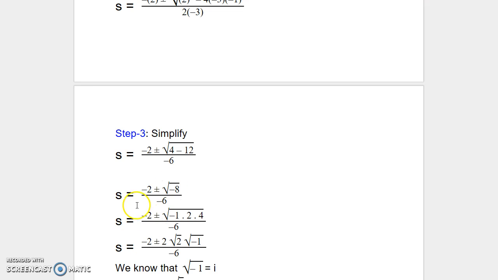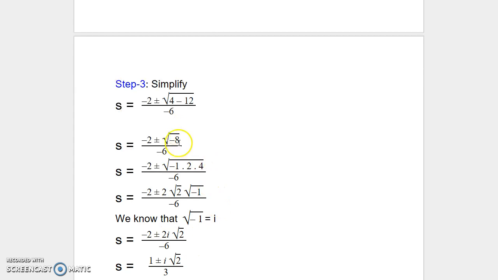Now, let us simplify it some more. Minus 2 plus or minus the square root of 4 minus 12, which is minus 8 under the radical term, the whole thing divided by negative 6. We want to see if there is a perfect square under the radical term. So we can write that as negative 2 plus or minus the square root of negative 1 times 2 times 4. We will separate them out in the next step, but just for us to know that whenever we have a term which is a perfect square under the radical term, we can pull it outside of the radical term as shown in this next step.